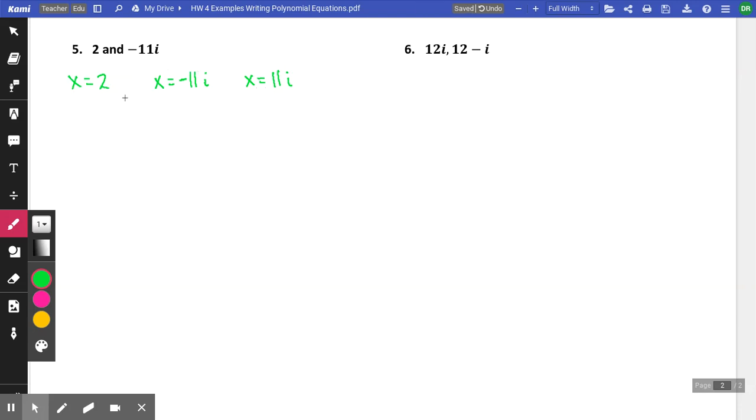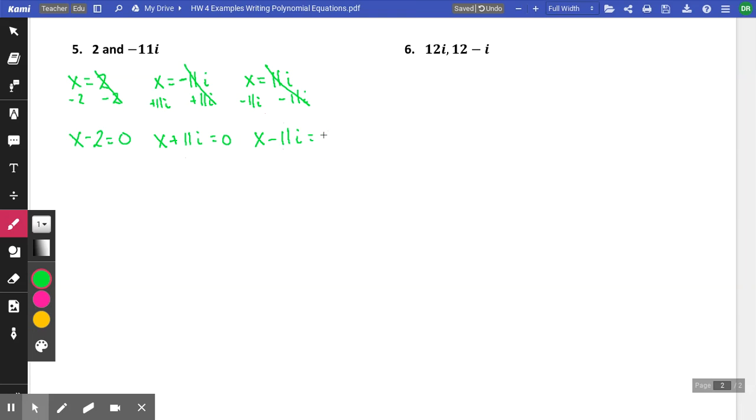And let's go and work with these. So 3 solutions, we should have a degree 3 polynomial at the end. So to cancel the 2, we'll subtract. To get 0, so we'll subtract over here. To cancel the negative 11i, we need to add. And so we need to add over here. And we get x plus 11i. And to cancel the 11i, we need to subtract. And so we need to subtract on the other side as well. And we get x minus 11i.